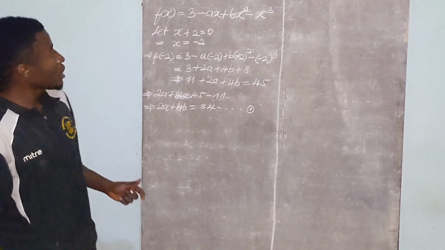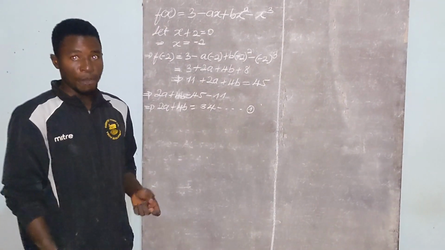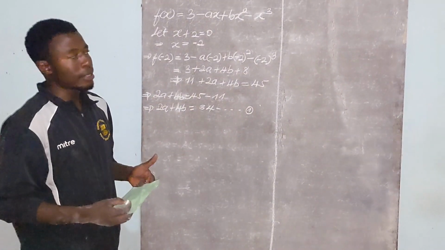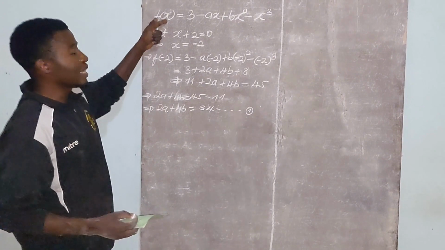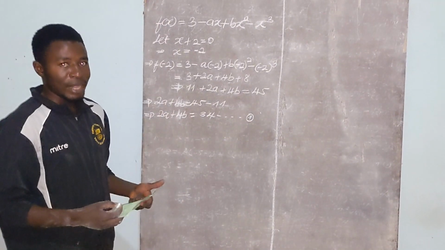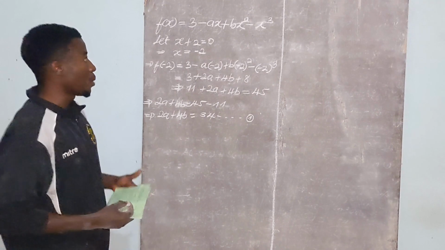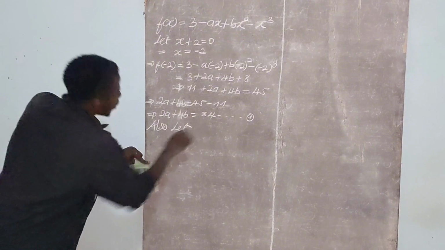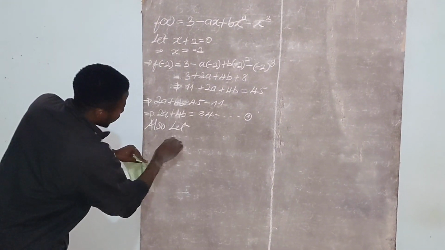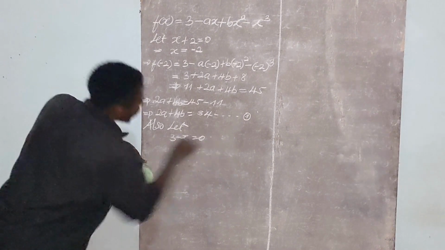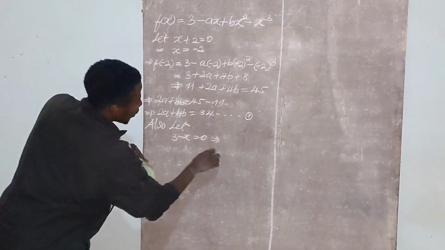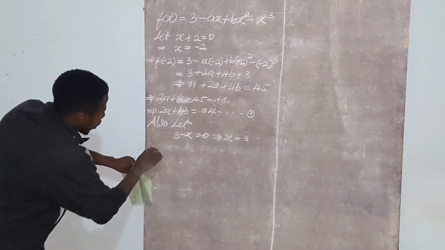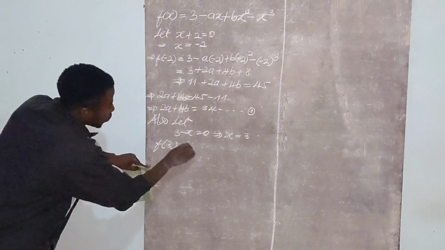Okay, now we are going to use the factor. The factor is given to be 3 minus x. They say when the polynomial f of x is divided by 3 minus x, the remainder is 0. Therefore, it is a factor of the polynomial. So, also, we are going to let 3 minus x be equal to 0. This implies that x here will be equal to 3. Since it is a factor, then we'll look for f of 3 and equate it to 0.